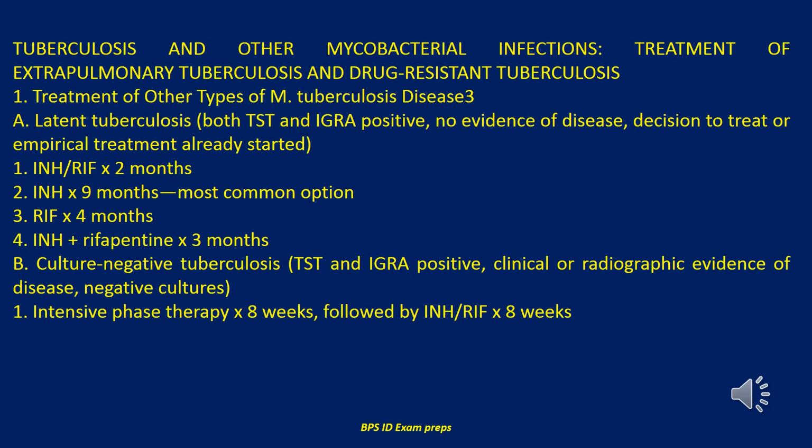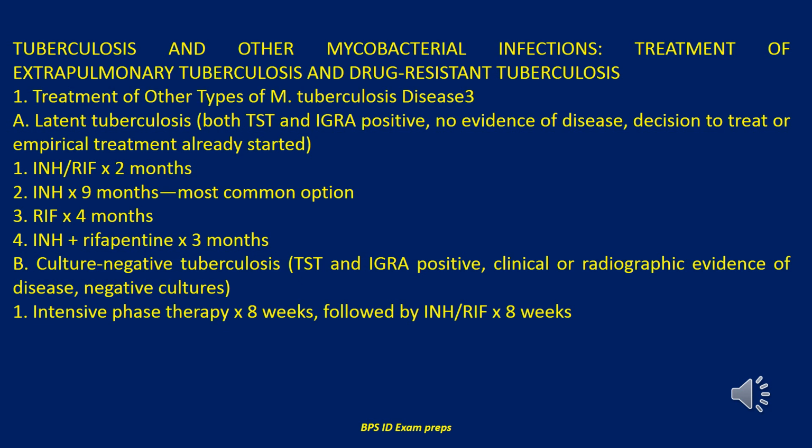The options include 1. INH and RIF for 2 months, 2. INH for 9 months. This is the most common option. 3. RIF for 4 months, 4. INH plus rifapentine for 3 months.